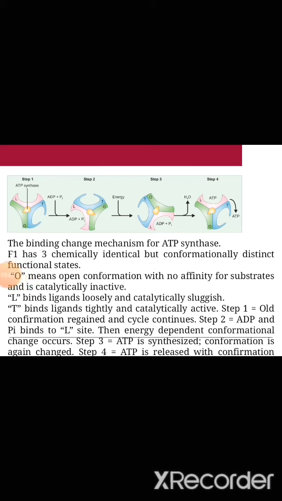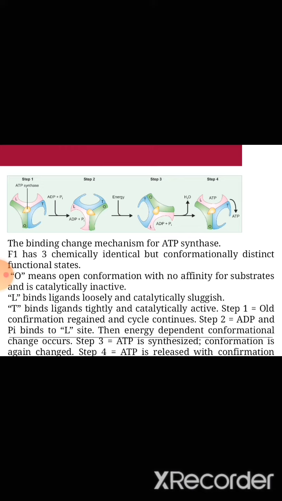The F1 has 3 conformational states for the alpha-beta functional unit. In the O state, it does not bind to the substrate or product. Then in the L state, there is loose binding of substrate and product. Then in the T state, there is tight binding of substrate and product.